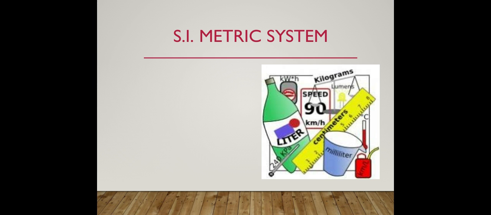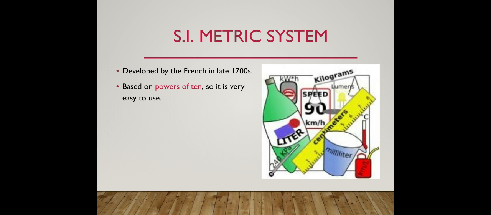A little bit of background information about the metric system. It's developed by the French in the 1700s. It is a base of 10 or powers of 10. So it's really easy to use and to convert compared to our imperial system, which is a base unit of 12. And as you can imagine from way back when you were in grade school learning your times tables, units of 10 is easier to memorize and to work with than units of 12.